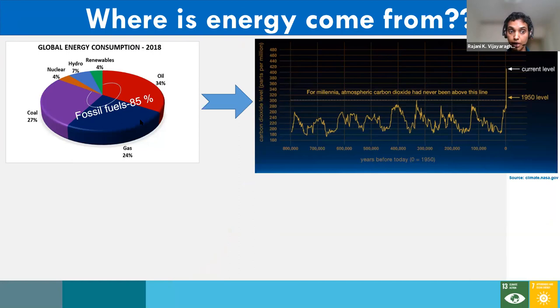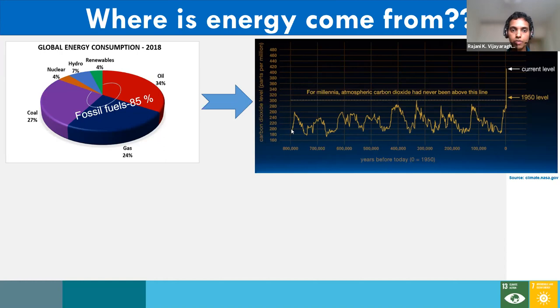That means it absorbs more heat and causes global warming. And if there is an increase of this global average temperature of greater than 2 degrees Celsius, compared to the pre-industrial period, that will cause very serious and irreversible damage to the environment.